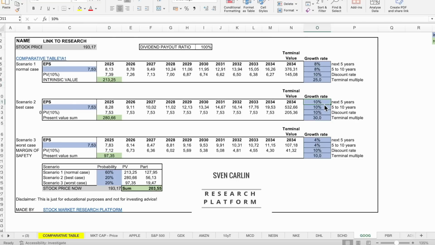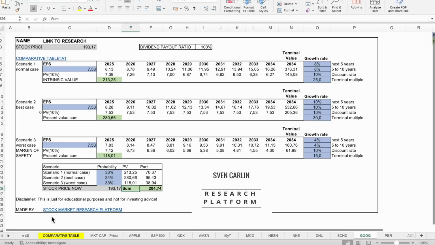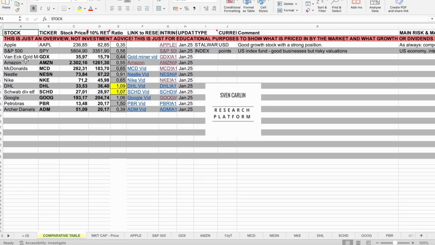In the best case scenario, if we put 10% growth, then we are even at 280 from that perspective because of the 10% growth rate. In the worst case scenario, margin of safety, slower growth, and let's say the terminal multiple goes to 15, then yes, the present value is much lower and the stock price goes lower. However, if we put normal case 33%, best case 34%, 33 here, then Google is another of fairly valued stocks.